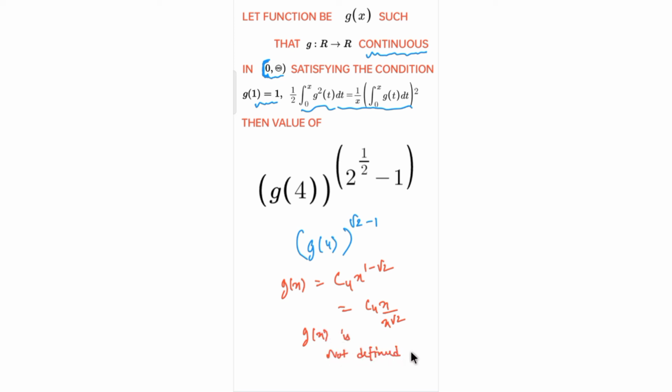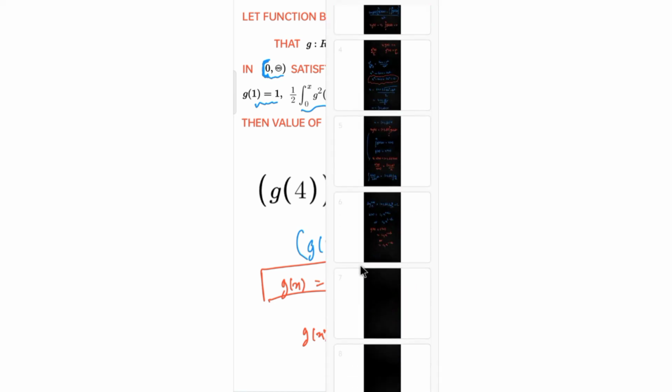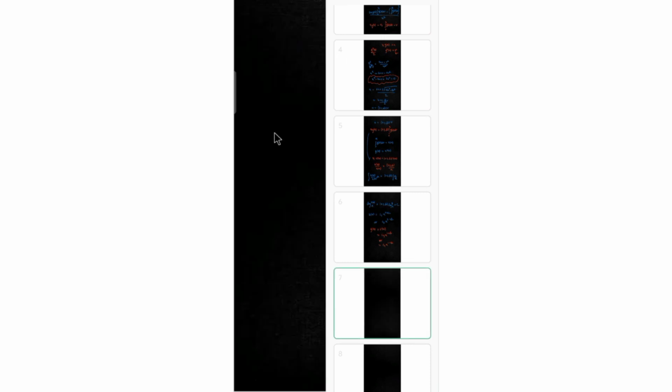So this is not our function, and from this we can directly ignore that part, because it's not continuous and it's not defined at 0. So we'll just move to the next part. So I got the clarity on what my function is. My function is g of x equal to c3 into x power 1 plus root 2.